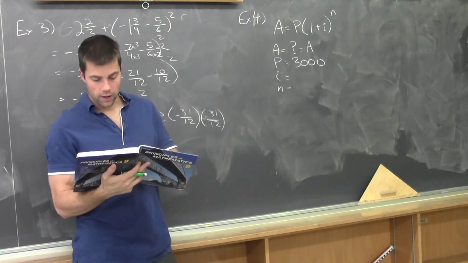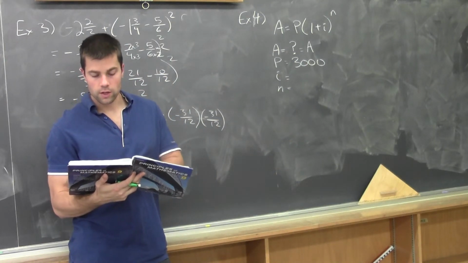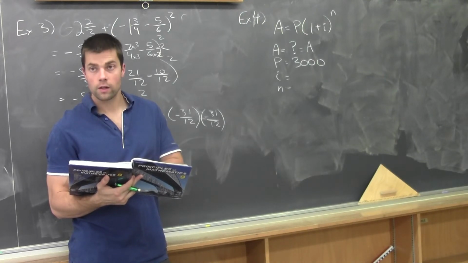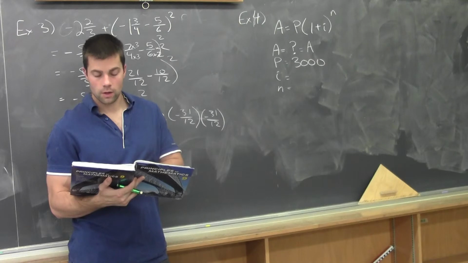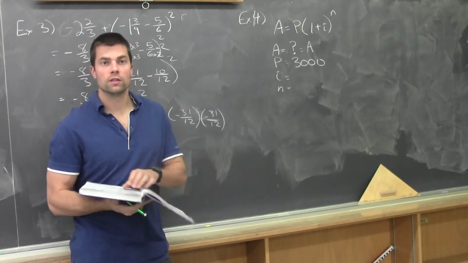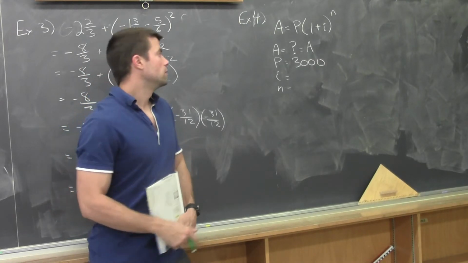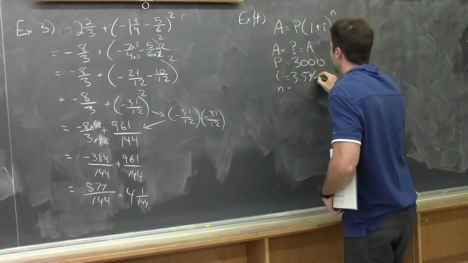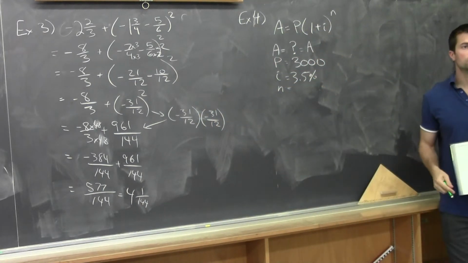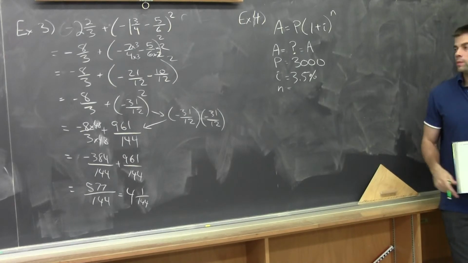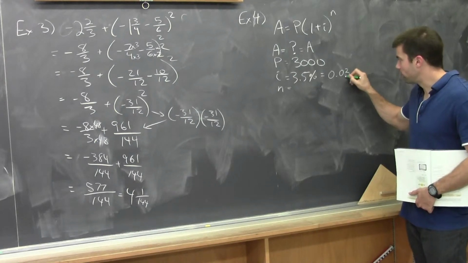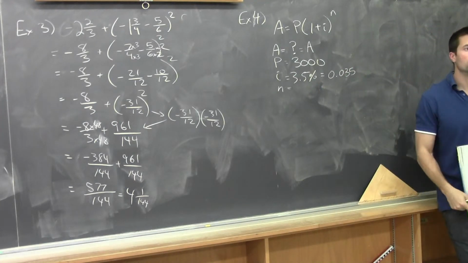What's I? I is the decimal value of the interest rate used at each time interest is earned. So Kevin, what's the I? 3.5. Good, but the decimal value, what's the decimal value of 3.5? So you're right, it's 3.5%. What's the decimal value of that? You guys know how to convert from percentage to decimal? Yeah, Kevin? 0.035. Excellent. Not 0.35. You've got to divide by 100.